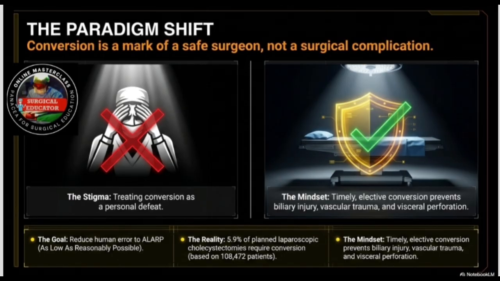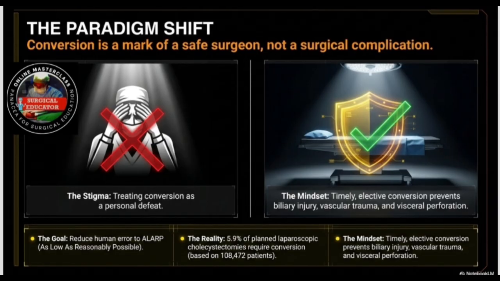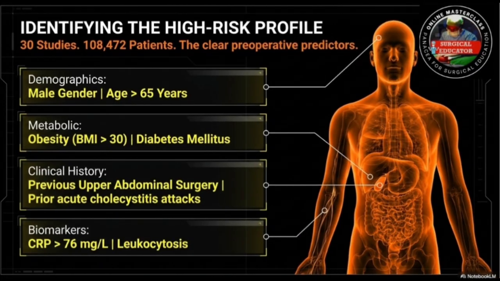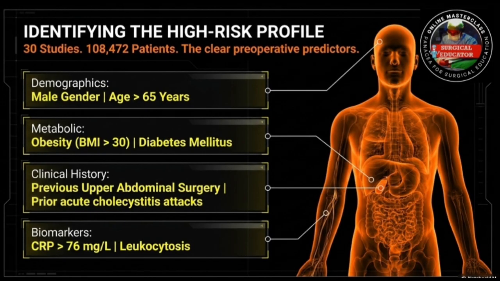Which leads us to the next critical question. How do we know who falls into that 5.9% before they are even on the table? Preoperative warning signs. Right. Let's jump to slide 3, identifying the high-risk profile. The research lays out specific markers based on demographics, clinical history, and metabolic factors. Let's start with demographics: male gender and age over 65.